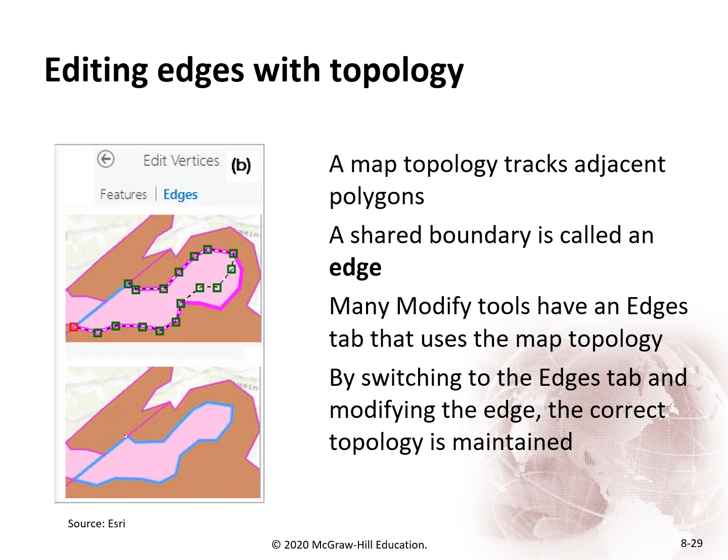Editing edges, it tracks the adjacent polygon, the shared boundary, it calls it an edge. Many modified tools have edges tabs that use the map topology. By switching to the edges tab and modifying the edge, the correct topology is maintained.